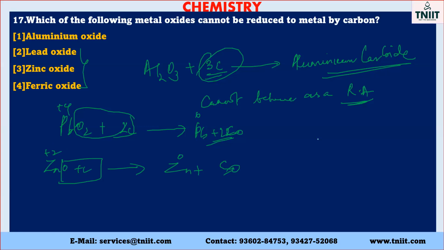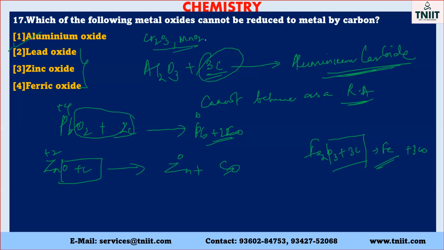Similarly with iron oxide, Fe2O3. When you reduce iron oxide using carbon, we get 3 moles of carbon monoxide and we get iron. So only aluminum oxide cannot be reduced using carbon because it forms aluminum carbide. The answer for this question is option 1. Not only aluminum oxide, likewise chromium oxide also cannot be reduced. Manganese dioxide also cannot be reduced by carbon.